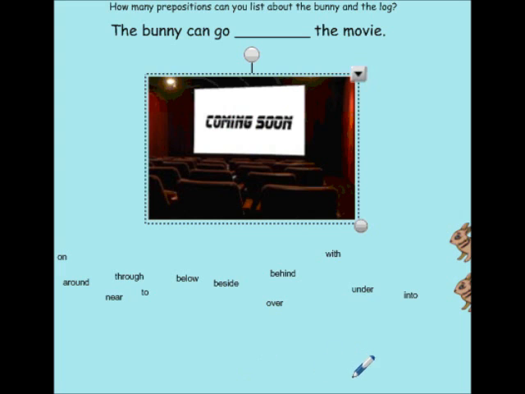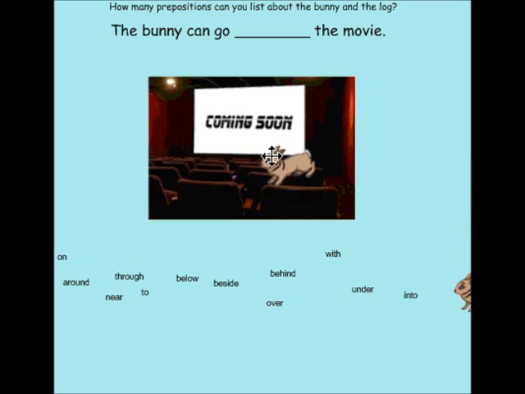Now, one of the ways that I like to talk about prepositions is to think of this sentence. The bunny can go blank the movie. And there are a lot of different words that you can put in there about what the bunny can do. Now this bunny could go to the movie. Okay, so he's going to go sit in this chair and watch the movie. He could also go near the movie. Okay. He could go under the movie. That's a little bit of a weird one.